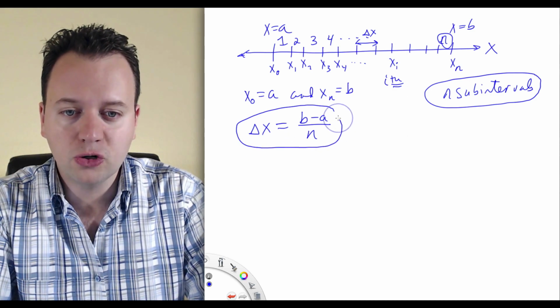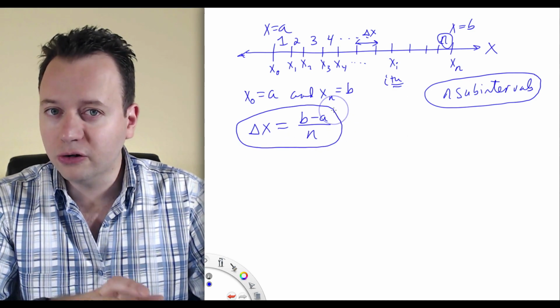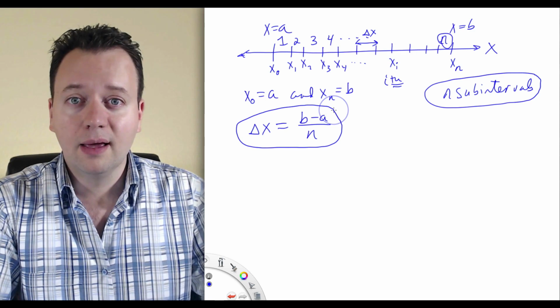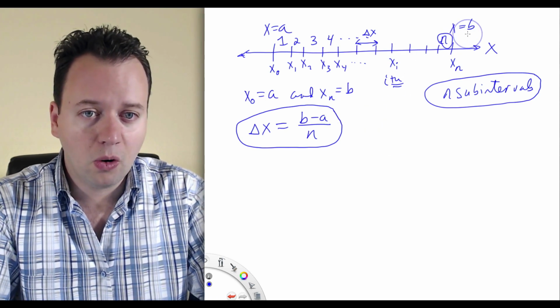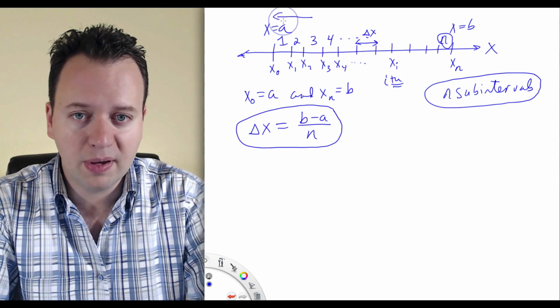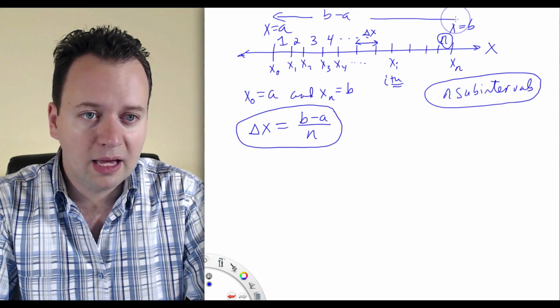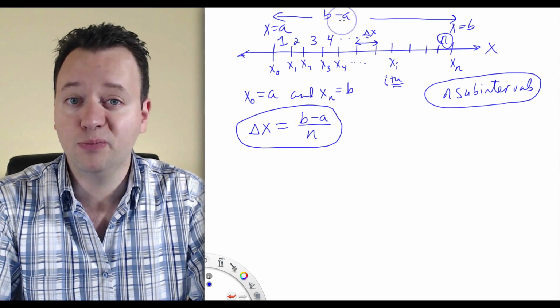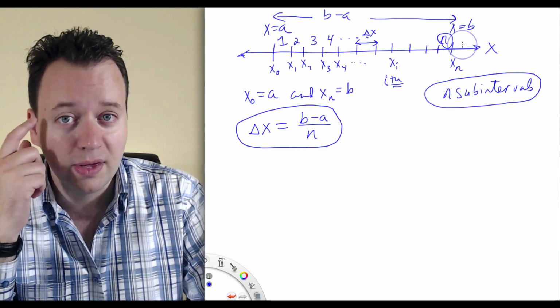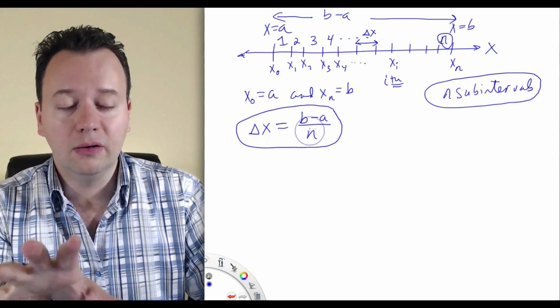So it's a formula you should know, and it's better to understand the formula than to memorize it. I mean, it basically says, let's look at the whole length from a to b, so that's b minus a, and we're dividing it into n pieces, so it's b minus a over n. So think about what the picture is, and you'll never get the formula wrong.